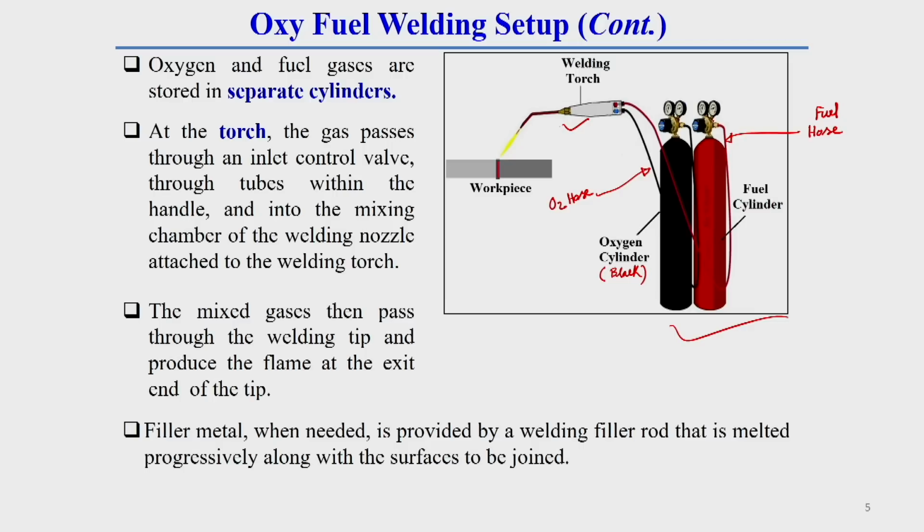Here you can see this is called the regulator. In detail, I will show separately the shape of the regulator. Here there are two indicators. Why these two indicators? One indicator represents the cylinder pressure, and the other shows the working pressure. Working pressure means the outlet pressure, that is, the output pressure of the torch. It is the pressure at which welding is done.